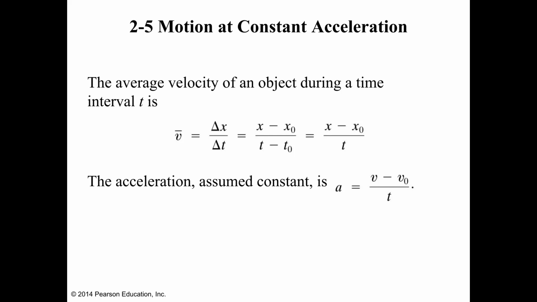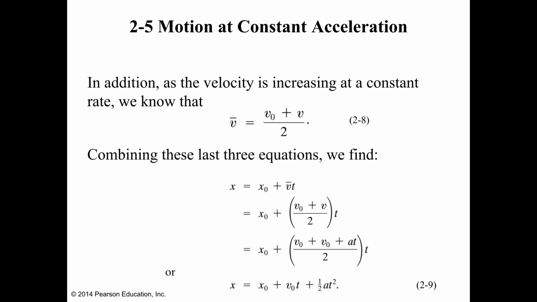So with acceleration assumed constant, you can make the assumption that the acceleration is constant, and that's just the final velocity minus the initial velocity over time, or v minus v naught over t. So motion at a constant acceleration is what we start you guys off with because it's kind of easy. And it's a good approximation for most things. So my average velocity then could just be the final velocity plus the initial velocity divided by 2.